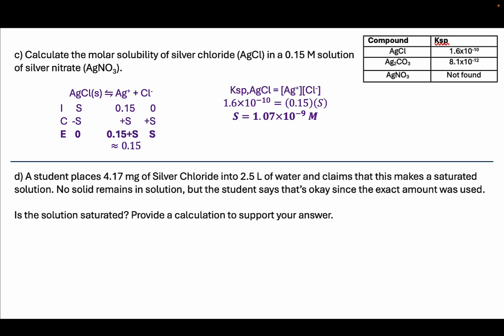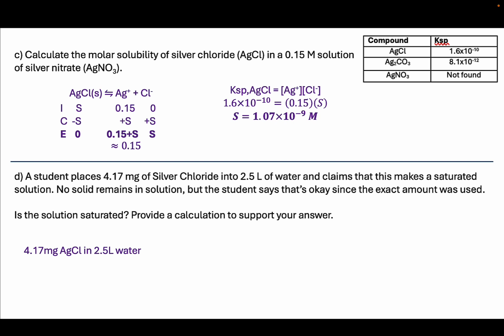Finally, we're looking at 4.17 milligrams of silver chloride into a sample of water, and we have a claim that this is a saturated solution as the exact amount was used. No solid remains, and this is a good indicator that it's saturated. If solid remains in solution, because you're putting in solid, you're stirring it, you're trying to make as much dissociate as possible, and the fact that you can't get any more to dissociate shows that perhaps the solution is filled, it's saturated. But the question here is, maybe the exact right amount was used and there just happens to be none left. Is it saturated? And I think there's a few ways to go about this.